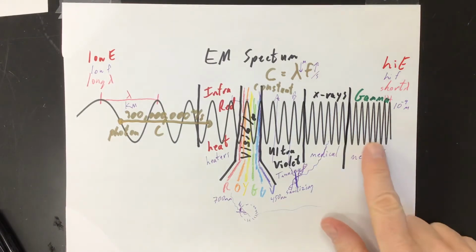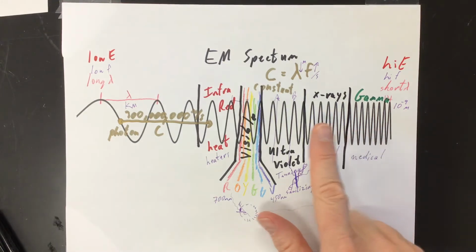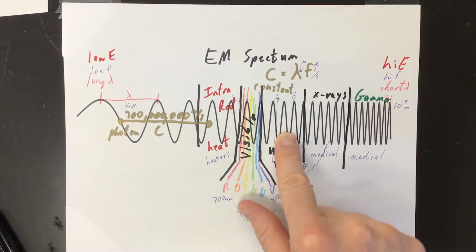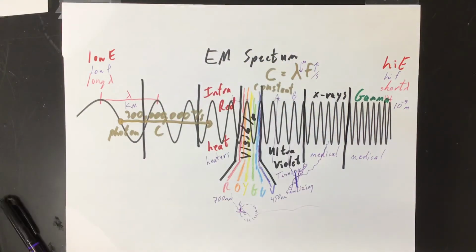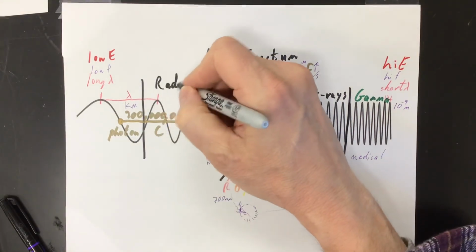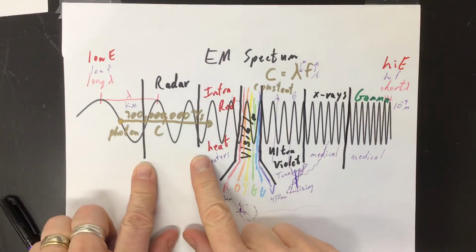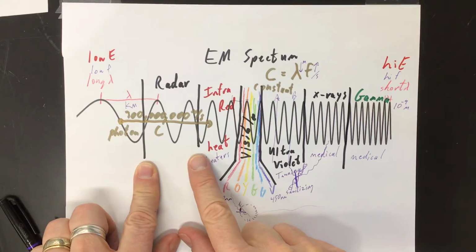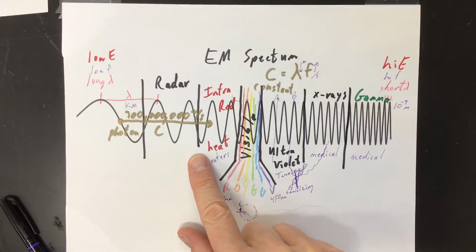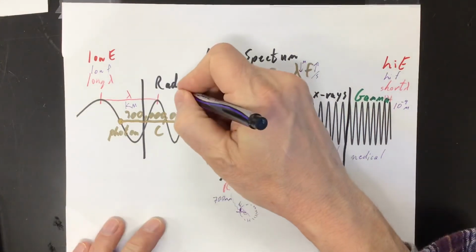Okay, so we have really high energy gamma, and as the wavelengths get larger, we have X-rays, ultraviolet rays, visible light, infrared. We're going to break the last bit of it up into two. This is the radar section. So these are much longer wavelengths. Radar is on the order of meters, like 1, 2, 3 meter wavelength. And there's one very specific frequency.